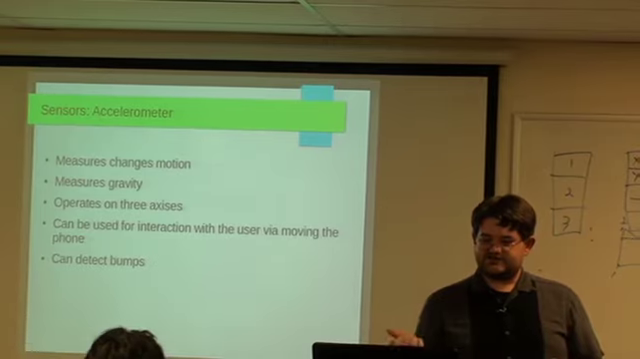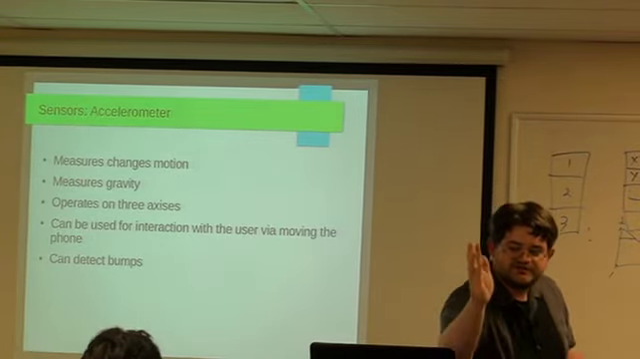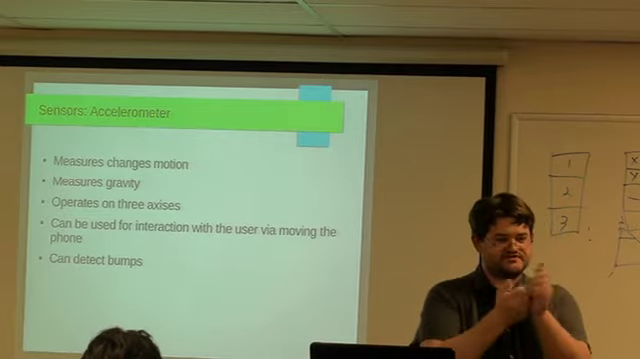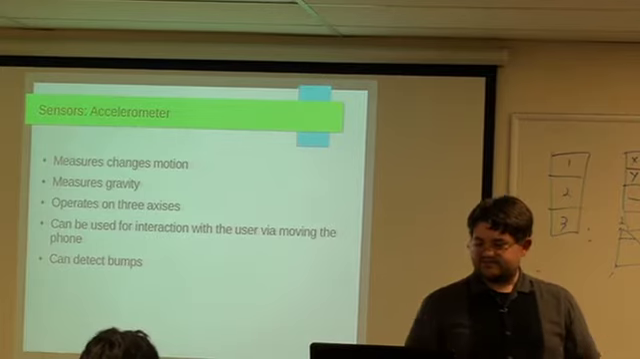Another neat thing that an accelerometer can be used for is detecting bumps. So you can actually have an app that would respond to strong, sudden G-forces. So you'll be able to just have something where you tap it on the side and it'll move on to the next item. Stuff like that.